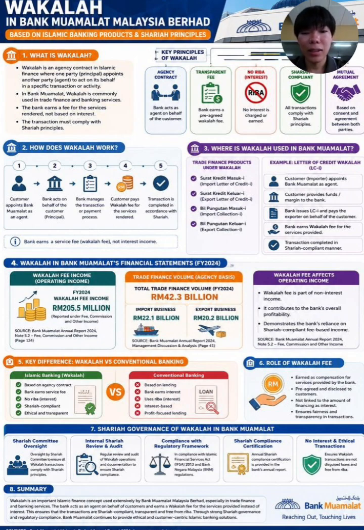Finally, let us look at Section 6, which explains the role of the Wakalah fee. Why does the bank charge a Wakalah fee? First, it is earned as compensation for the services that the bank provides to the customers. Second, this fee is always pre-agreed and fully disclosed to customers before the transaction.